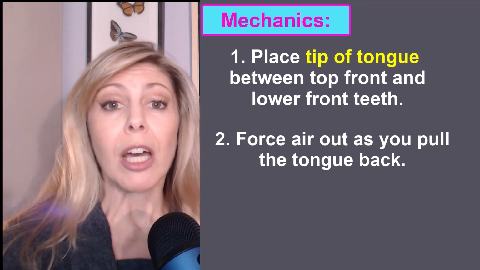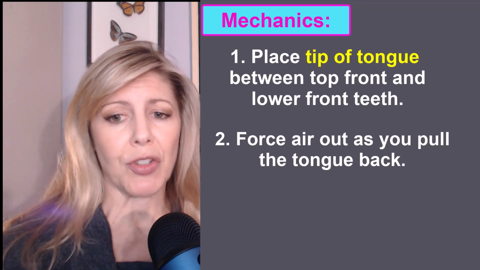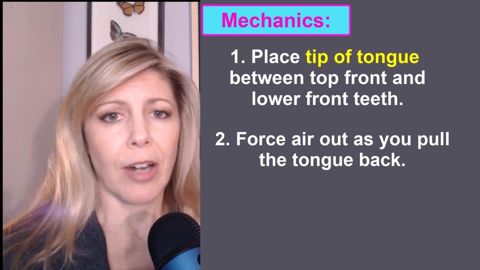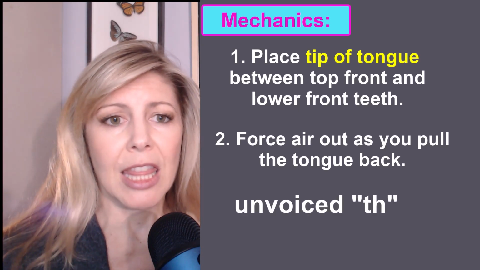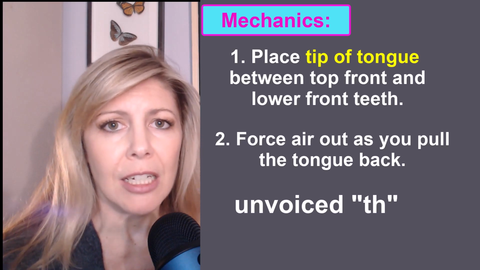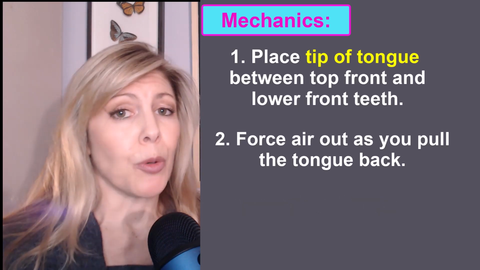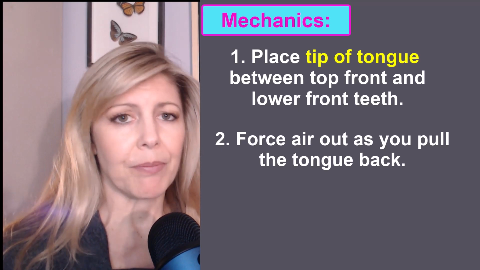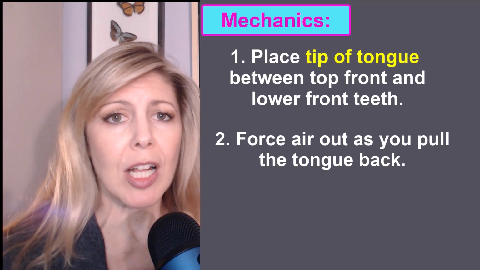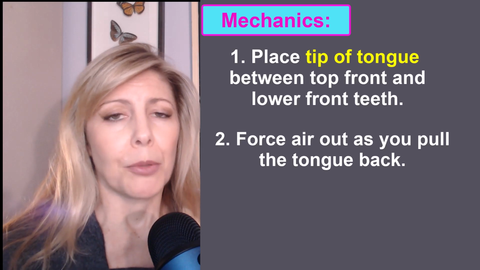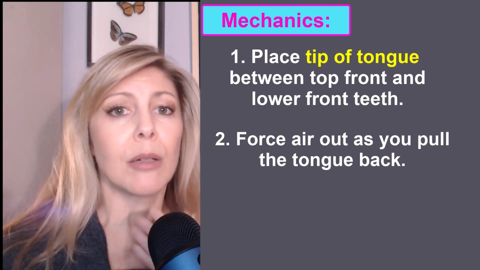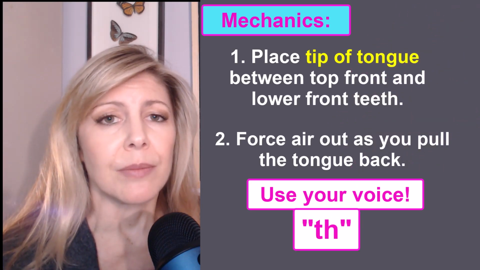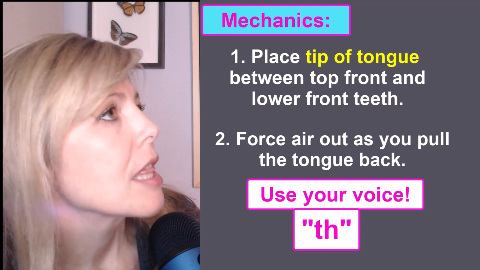Now we're going to try the unvoiced TH first. So get your tongue ready. Force air out as you pull your tongue back. Now we're going to try voiced. You're going to do this exact same thing. Okay, place the tip of your tongue. Push air out as you pull the tongue back, but use your voice. The. You can see the side. The.